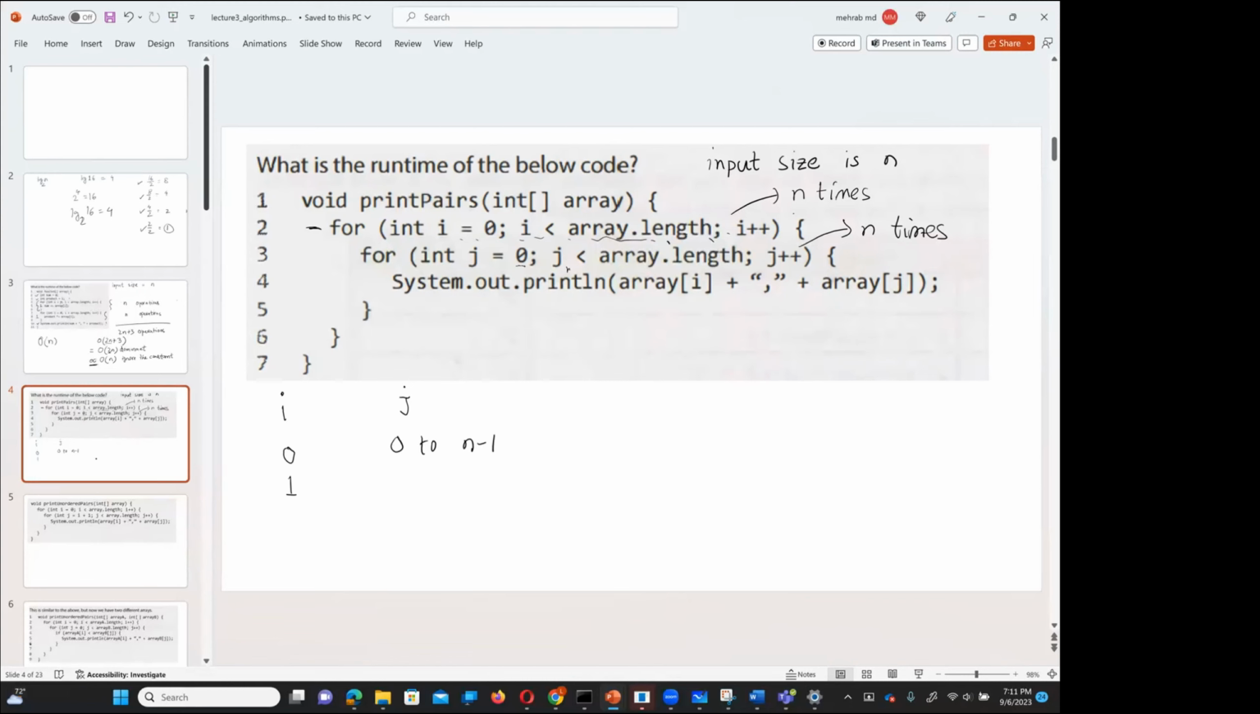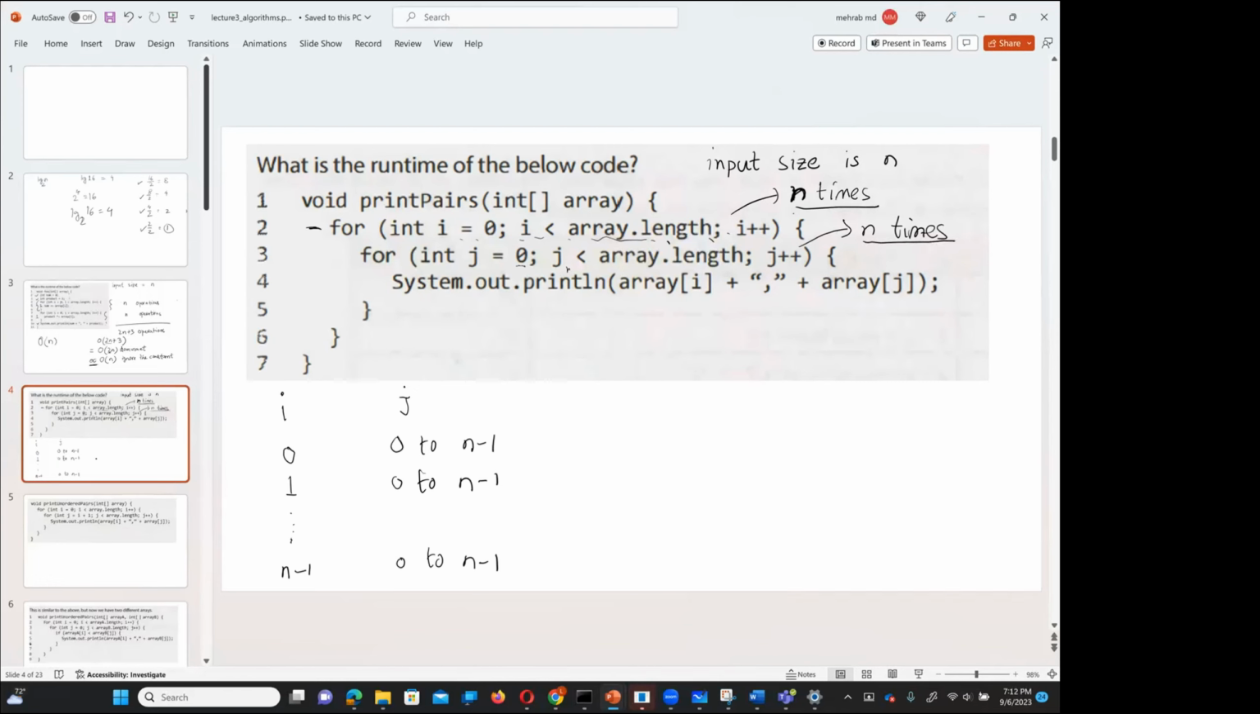When the value of I is one, again, J goes from zero to n minus one, right? So it goes on and on until the value of I is n minus one. During that time, again, J goes from 0 to n minus 1. So that means from here it's n times, and in each of these n times, the inner for loop runs for another n times?